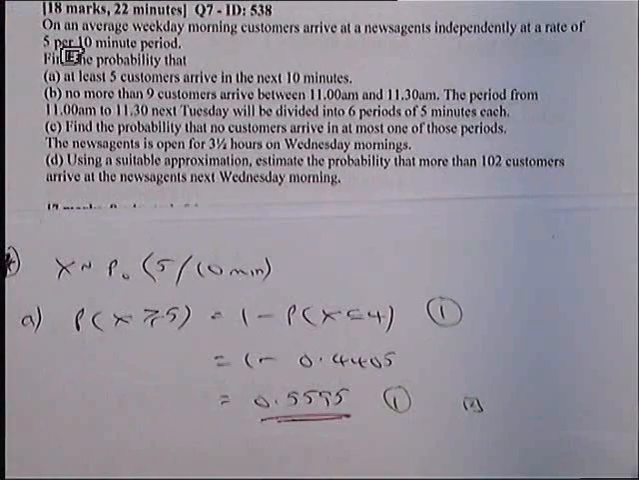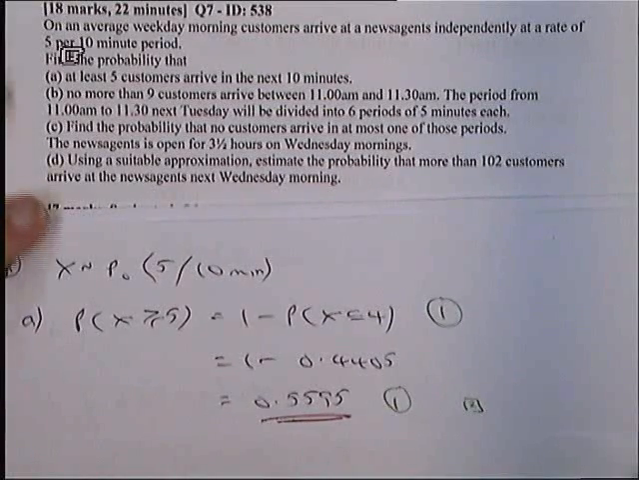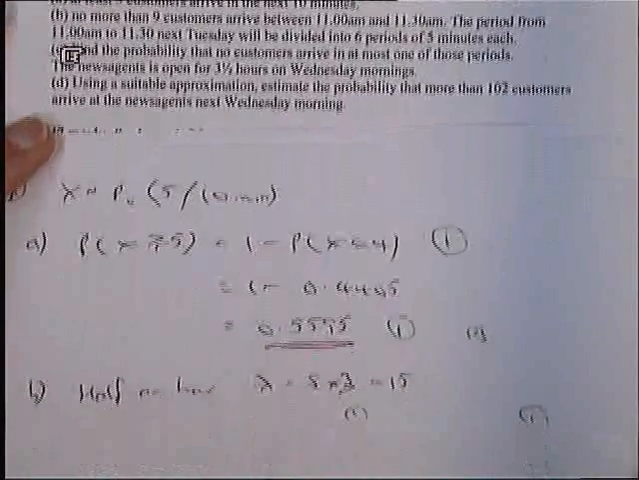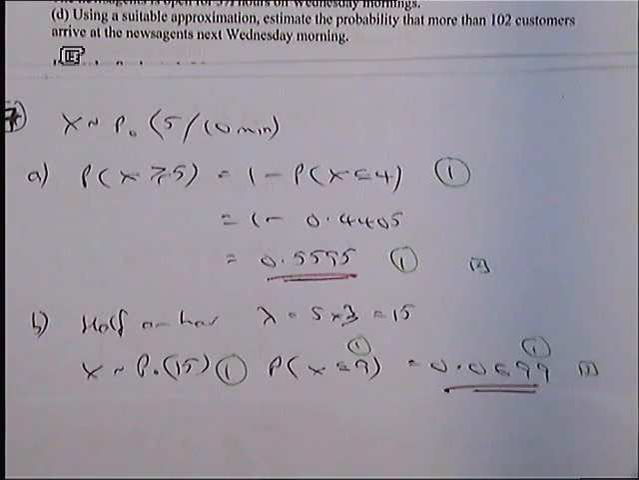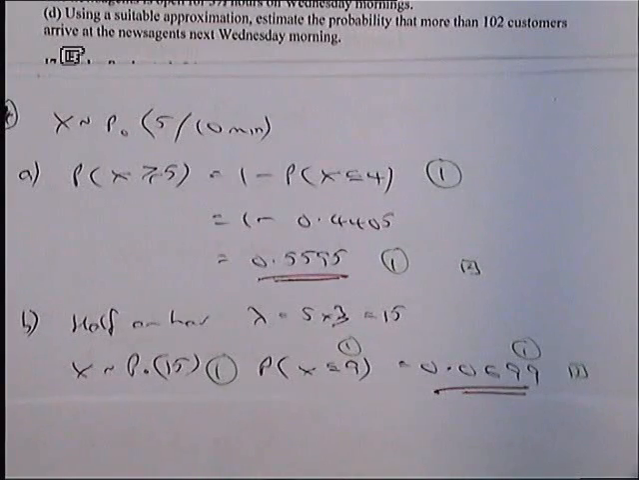Part B. No more than 9 customers arrive between 11 and 11:30. 11 to 11:30 is a 30-minute period. So for part B, we have to times our lambda by 3, because it's 3 times as big, and we're now working with 15. We want no more than 9, that is less than or equal to 9. And again, now lambda is 15, we go to the tables and we get an answer.